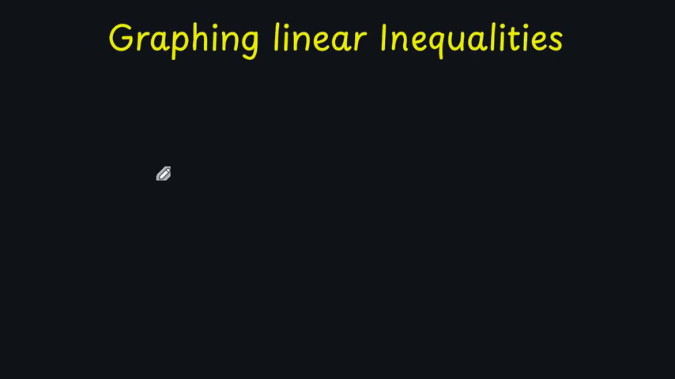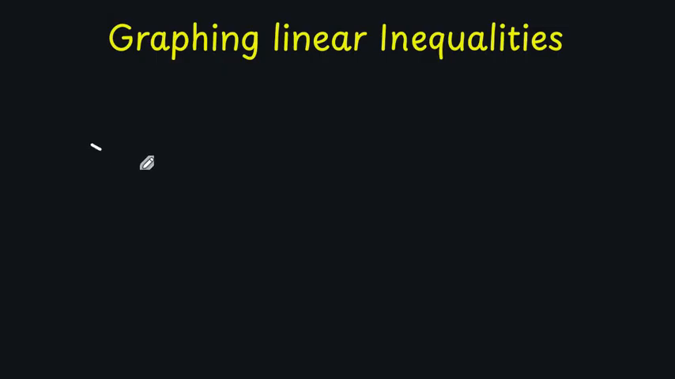Today we will try to understand how to graph linear inequalities on the coordinate plane. This is like graphing linear equations, but instead of showing just the line, we will shade an area to show all the possible solutions. An inequality means we are not looking for just one answer, but many values that satisfy the inequality.